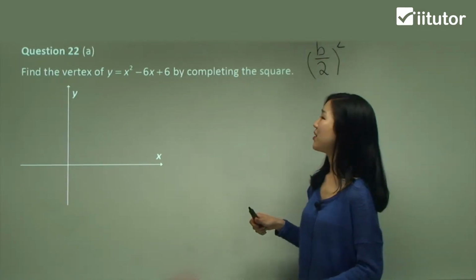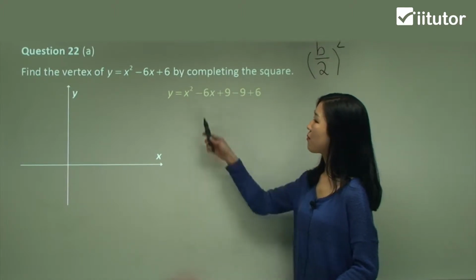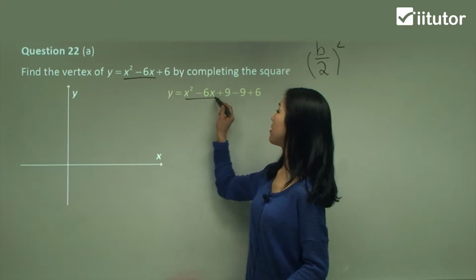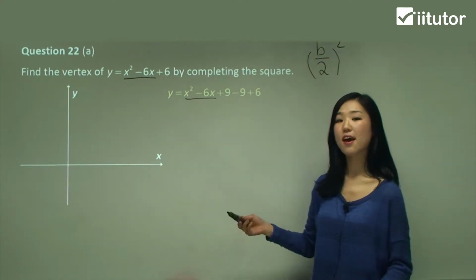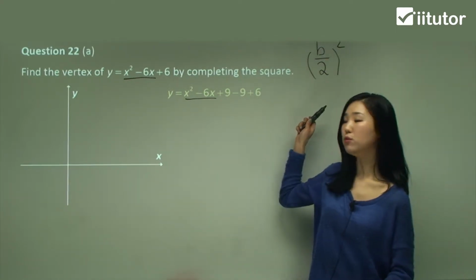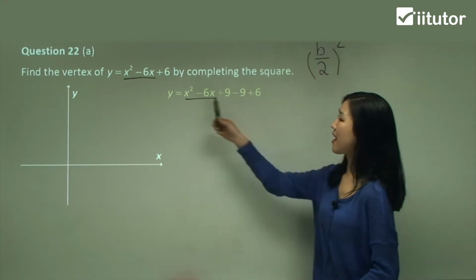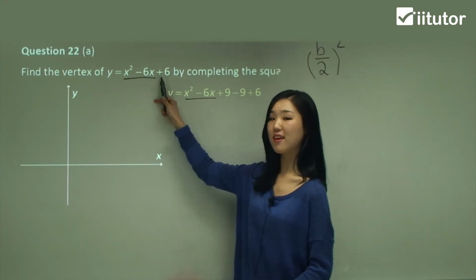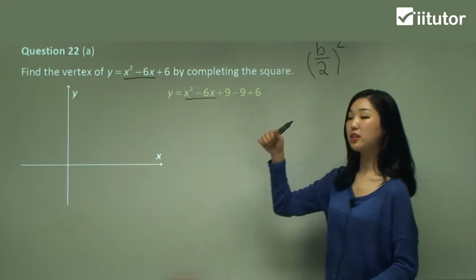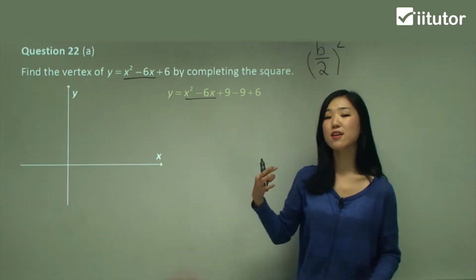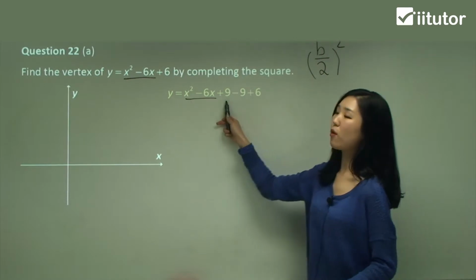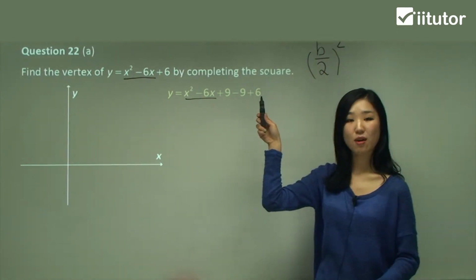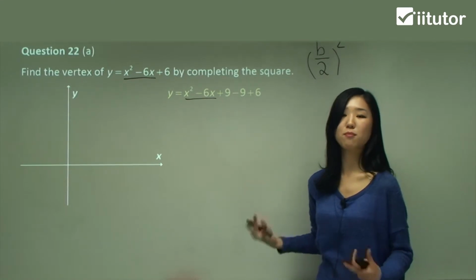Okay, so I'm going to start by doing the same thing. I'm going to write the first 2 terms, x squared minus 6x as it is, and then I apply the completing the square rule. So b, in this case, is -6 because that's the coefficient of x. So -6 divided by 2 is -3, and then -3 squared is +9. Okay, so make sure this outcome is always positive, because whenever we square something, it's positive.